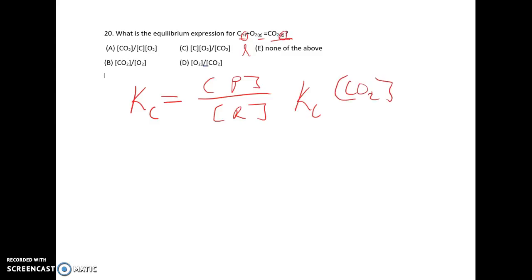So we just do our products, and here our product is carbon dioxide, and we see that it's a gas, it's not a liquid or a solid, so we don't have to disregard it. And then over our reactants, and here we have oxygen on our reactant side, and it's also a gas, so we don't have to disregard it either. And this is CO2 over O2, so our answer is B.